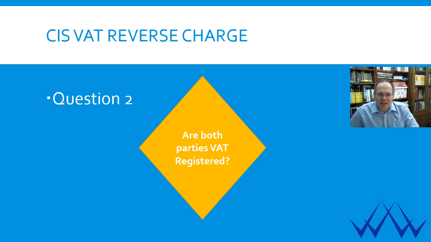So the second question is, are both parties in the transaction registered for VAT? Now, the whole purpose of these rules is to ensure that VAT is paid across to HMRC. So if the subcontractor wasn't registered, then there'd be no reason to apply these rules. Conversely, if the contractor isn't registered for VAT, then the VAT is not going to be paid across to HMRC. So in order for the VAT reverse charge mechanism to work, both parties have to be registered for VAT.